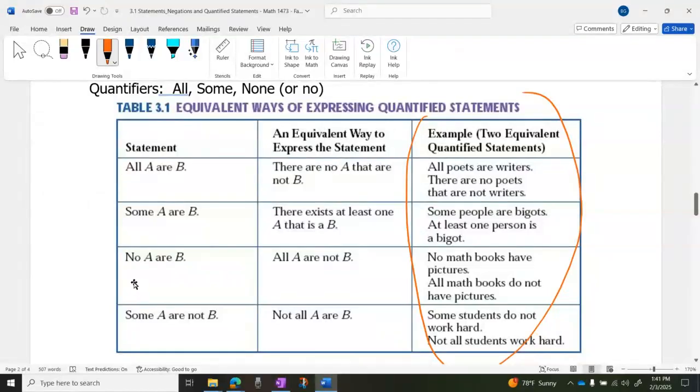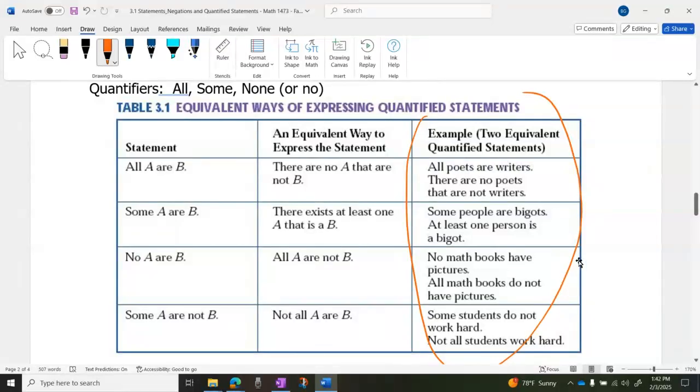Second type, no A are B. The order is a little bit different from mine. Another way to describe no A are B, A and B are disjoint, is all A are not B. For example, no math books have pictures. That's a false statement, right? But it really doesn't matter. We do not need to consider true or false. We are considering the equivalent way to describe the same statement. No math books have pictures. An alternative way to describe that statement is all math books do not have pictures.